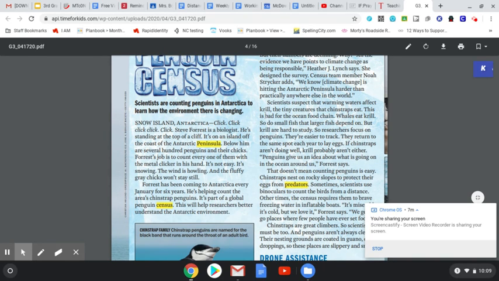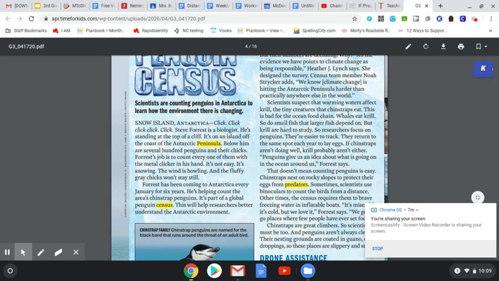So it uses this word krill, and then right after it, it gives us our context clue in the sentence and tells us what that word krill means. And krill are tiny creatures that live in the ocean that chinstraps eat. So they're like little fish.